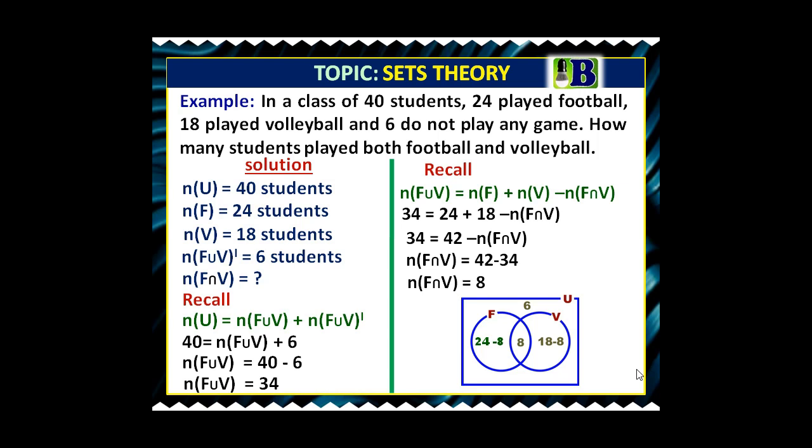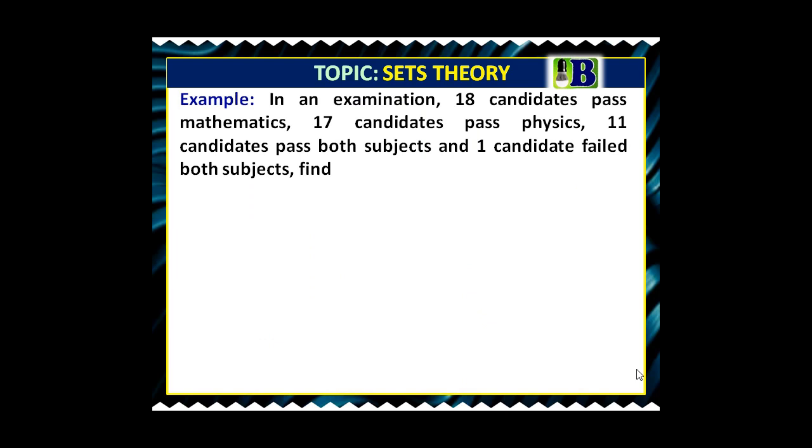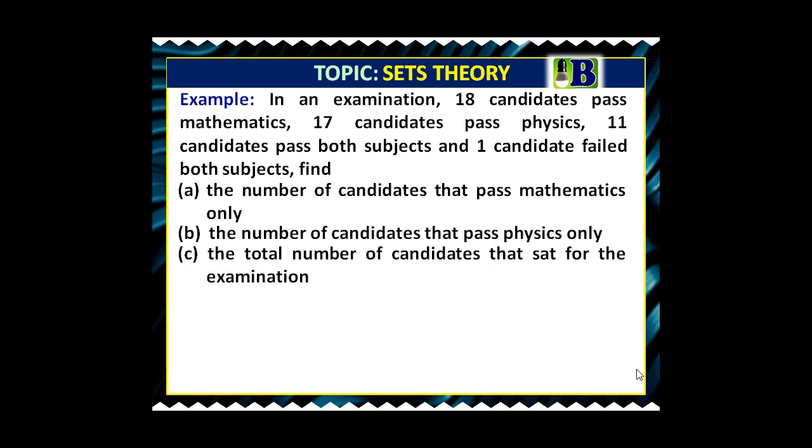With this, we'll move to the other aspect of the example, another explanation of the formula. So flow with me. The question on the screen states that in an examination, 18 candidates pass mathematics, 17 candidates pass physics, 11 candidates passed both subjects and 1 candidate failed both subjects. The first question asks us to find the number of students that pass mathematics only and the number that pass physics only. The third question asks us to look for the total number of candidates that sat for the examination.